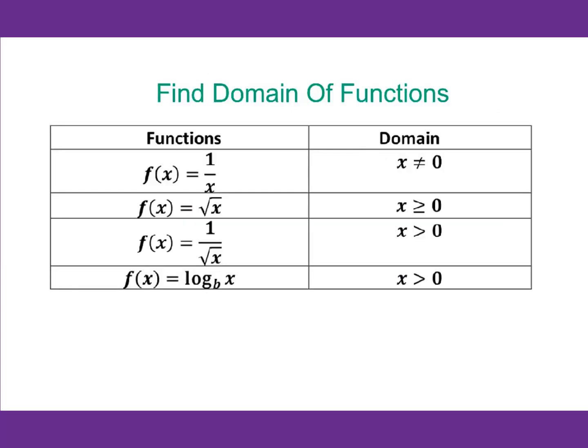Let's go over what we learned about how to find the domain of functions. For the domain of a rational function, the denominator is not equal to 0. For a square root function, the radicand is greater than or equal to 0. For a rational square root function, the radicand is greater than 0. For a logarithm function, the argument is greater than 0. This is the way to figure out the domain of functions.